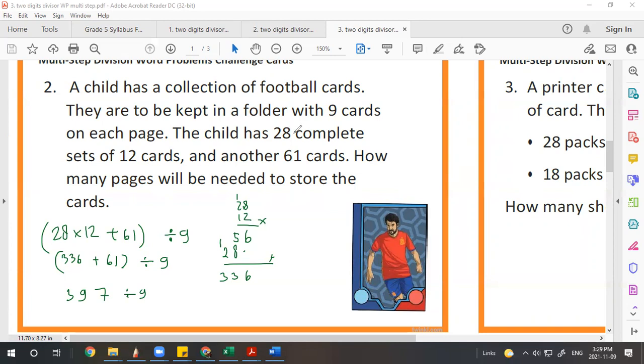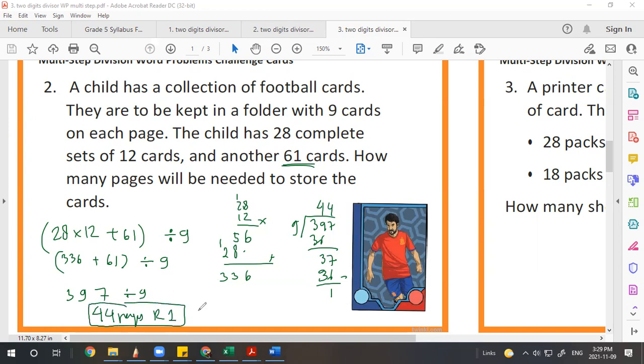So 28 times 12 and plus 61. I want to make sure that we are doing this right. So 336 plus 61, you have to add it. And then you divide 397 by 9, right? So we have 4 here, 36, and then 37, you can put another 4, and 4 times 9 is 36, and 1. We have the remainder. So 44 pages with the remainder 1.